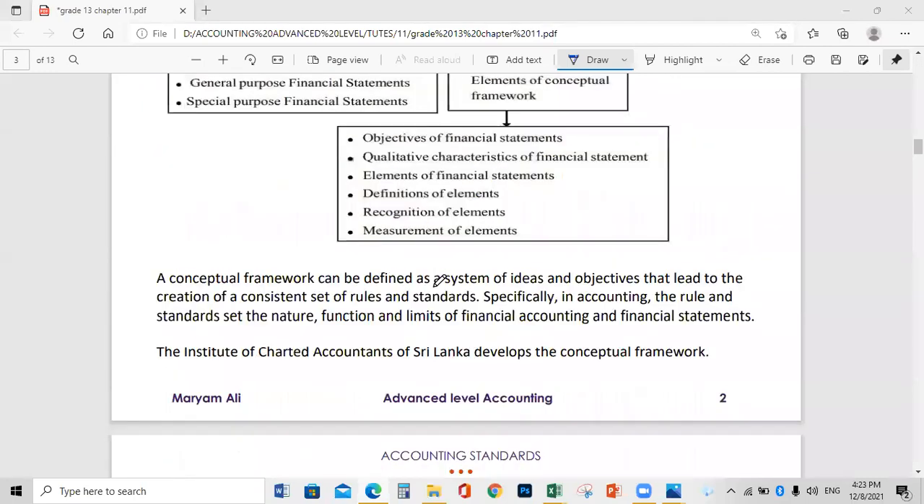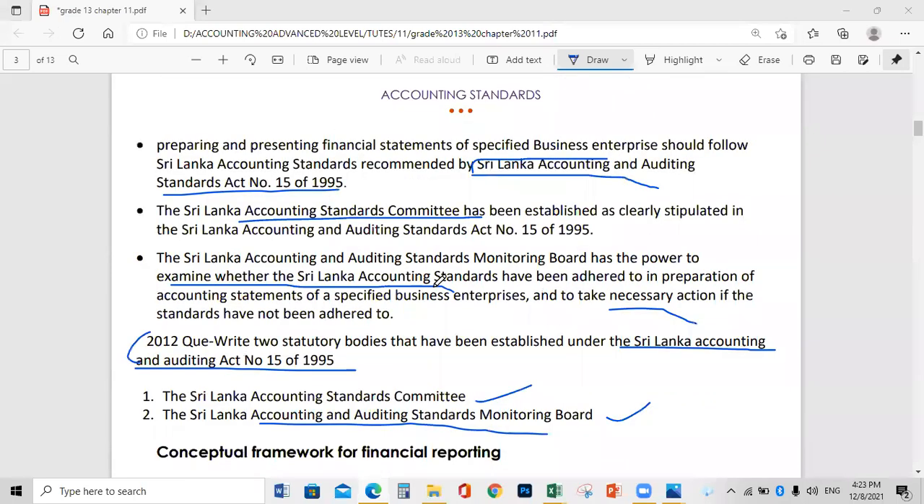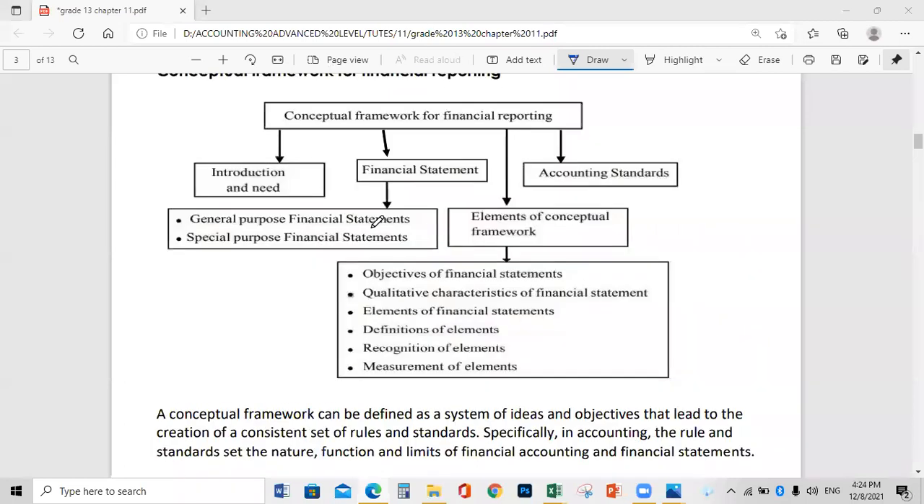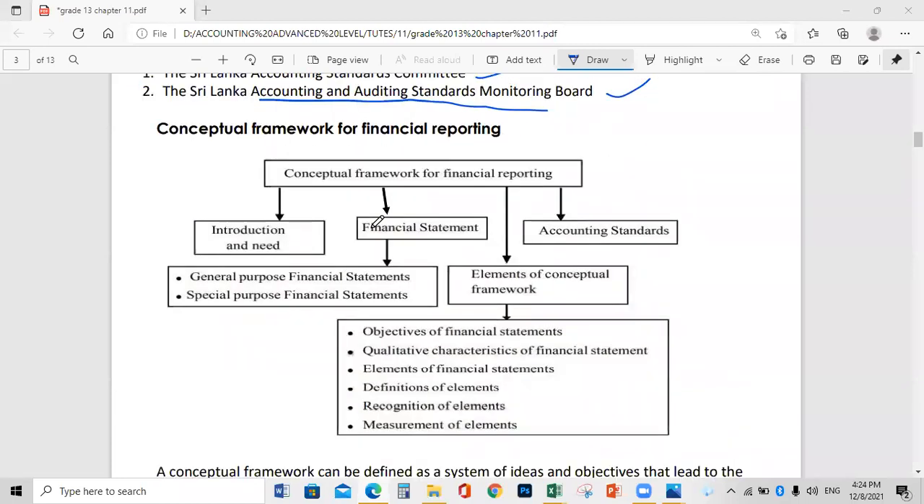Conceptual framework can be defined as a system of ideas and objectives that will lead to a creation of a consistent set of rules and standards. Now listen, guys, the problem the organizations faced was that one accounting standard says something while the other accounting standard says another thing. They were contradicting each other. So they found it very difficult because of that only, guys.